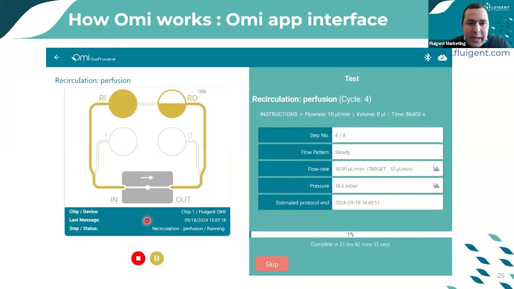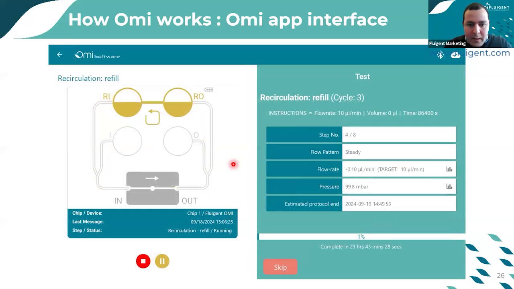During the experiments, you will have a screen where you can see in real time what's happening in terms of the flow rate. You can have a graph in order to see, in function of time, the pressure that it can reach, and the time that is required for each step. For the recirculation, you will have, for example, the screen where you will see when the valve that is in between is open in order to pass from the recirculation outlet to the recirculation inlet and refill the system.